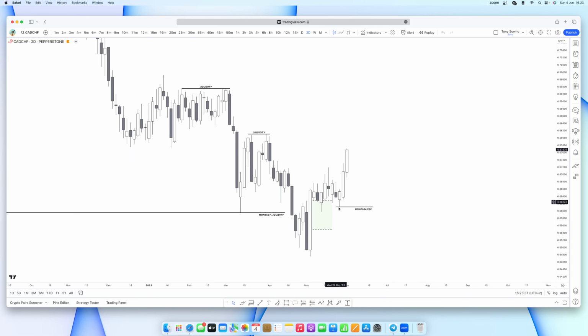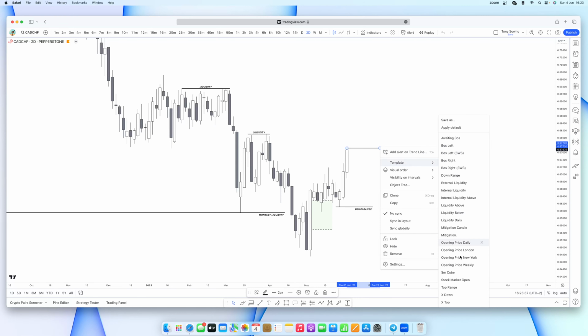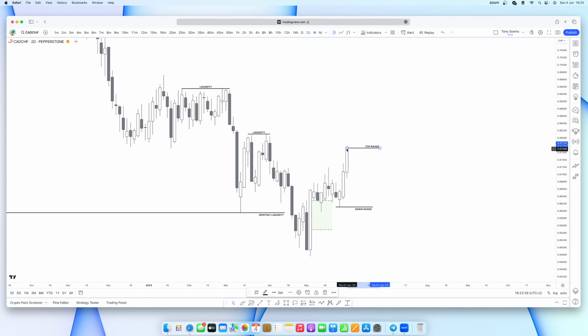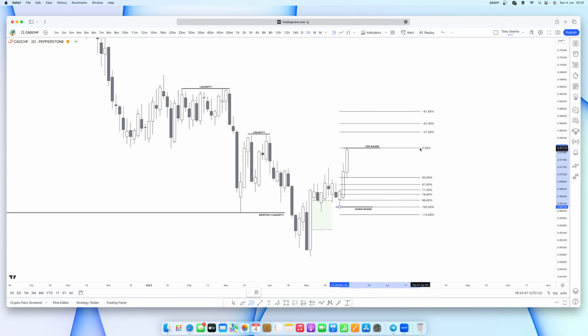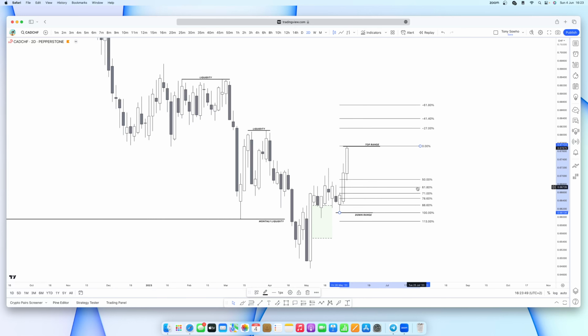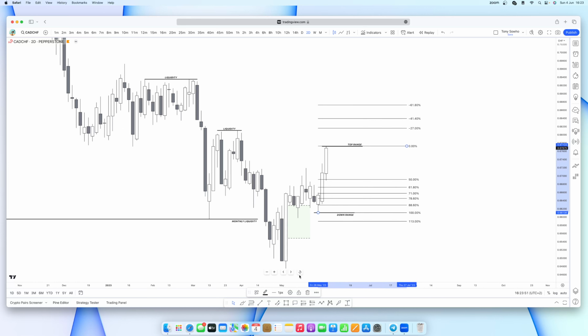I'm going to take this as the down range and then take this as the present top range we have now. So this is the present top range. And if I'm to measure from the swing low to the swing high, I want to be looking for buying opportunities anywhere below 50%. So I'm going to be looking at this imbalance for price to come into this imbalance and then some possible move to the upside.